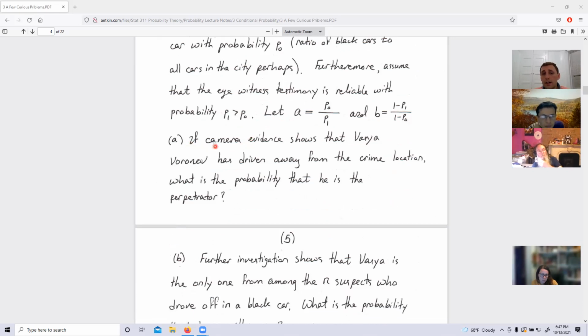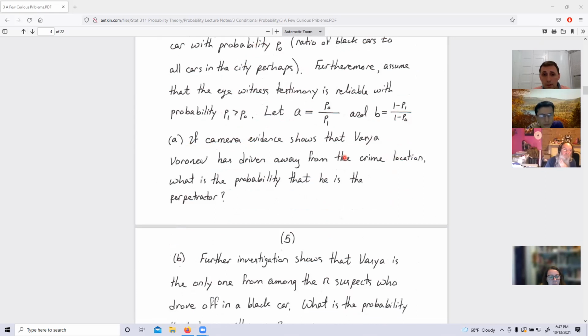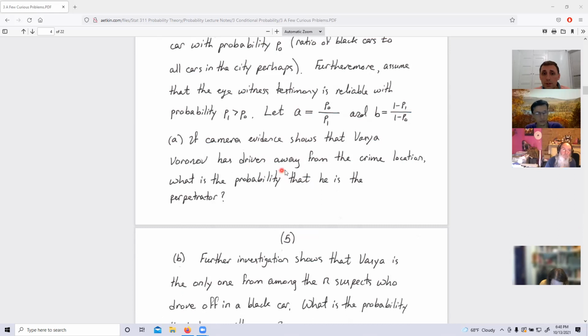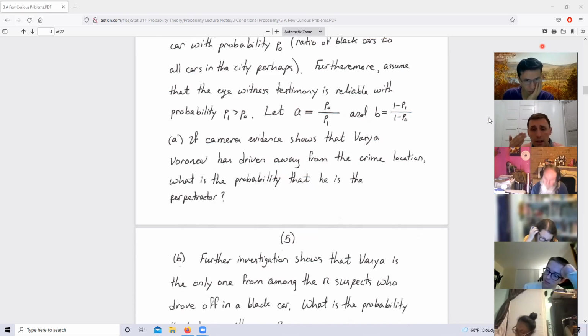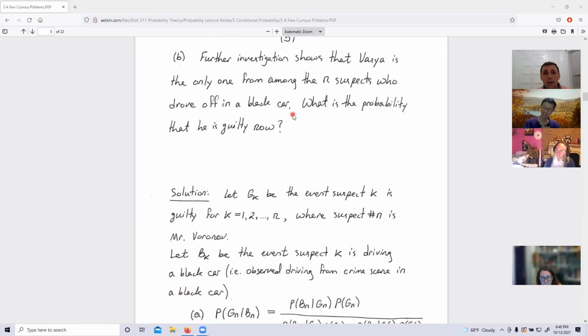So suppose now we have camera evidence. After listening to the witness, the investigators look at all the videos and observe that this Vasya Voronov was leaving the store and entering a black car. Do you understand what I'm saying, guys? There is a camera and it shows that some guy, identified as one of the suspects, is indeed entering a black car. And the witness said the guy that stole something was going into a black car. Now the question is, what is the probability that he is the criminal, the perpetrator?